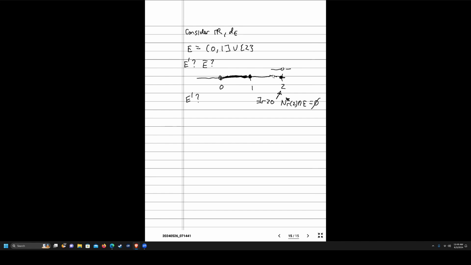Right, so this would be our punctured neighborhood, and let's say I use R equals a half. The left endpoint of that would be 1.5, and then the right endpoint of that would be 2.5. And then everything in this is not in E. And again, I do a punctured neighborhood, so I'm not including the point 2 itself. It's just a fancy way of saying that the point 2 is itself an isolated point. So that would not be in E prime.